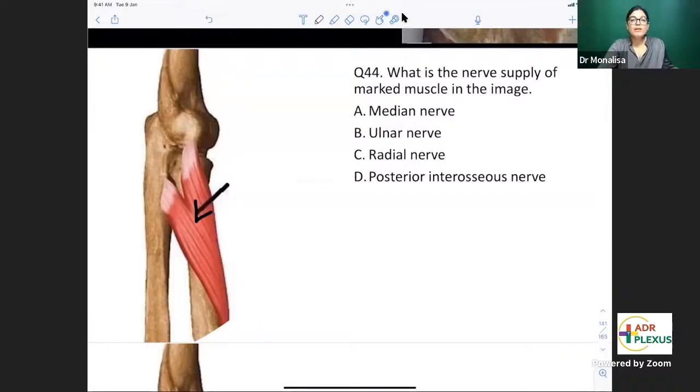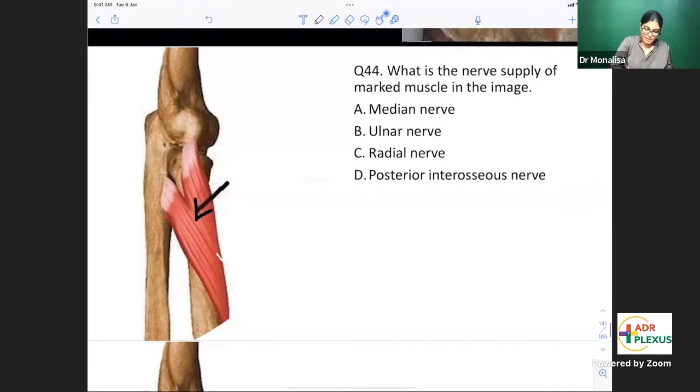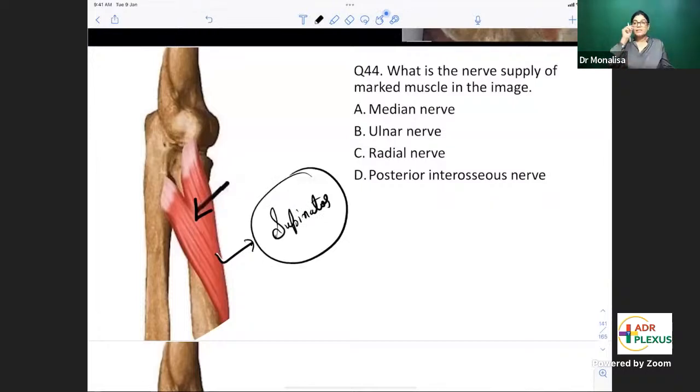Okay. So let me just check. Supinator is definitely the right answer. Yes, this muscle is the supinator muscle, and it is getting innervation from the deep branch of the radial nerve, that is the posterior interosseous nerve. So what is the nerve supply? The nerve supply is the posterior interosseous nerve. Absolutely correct.